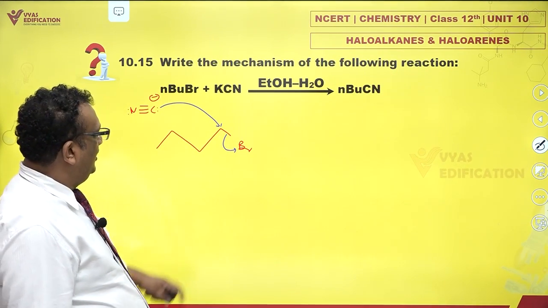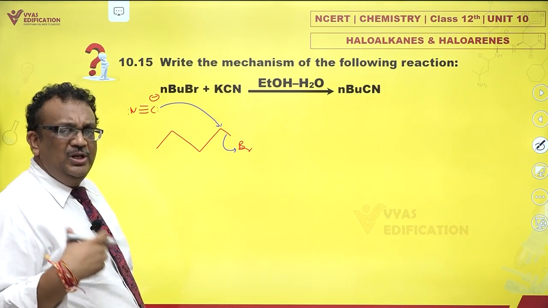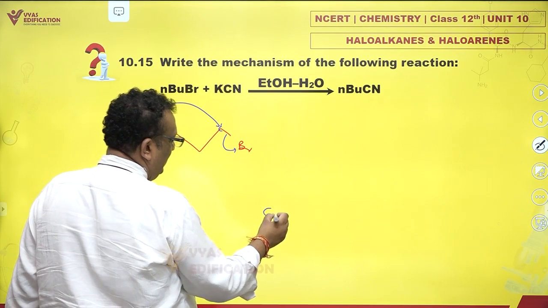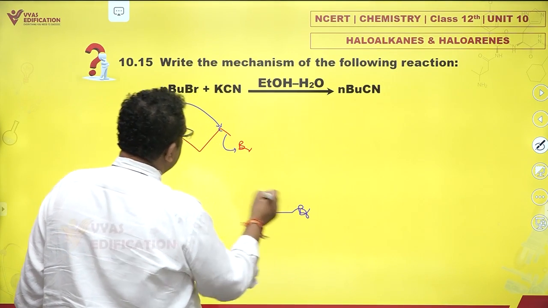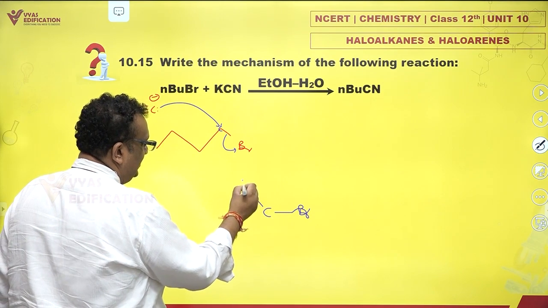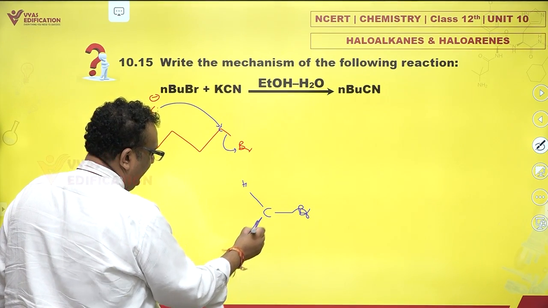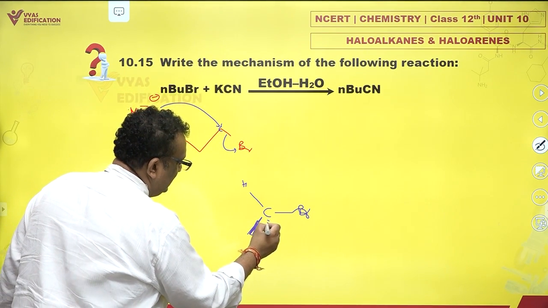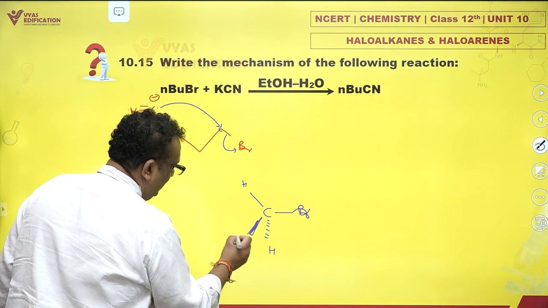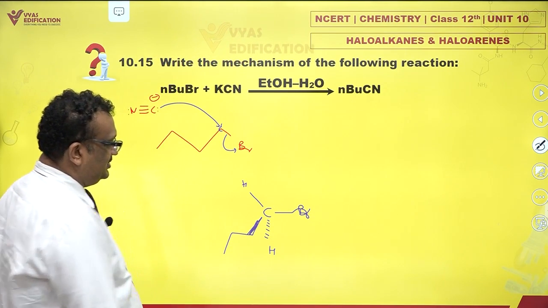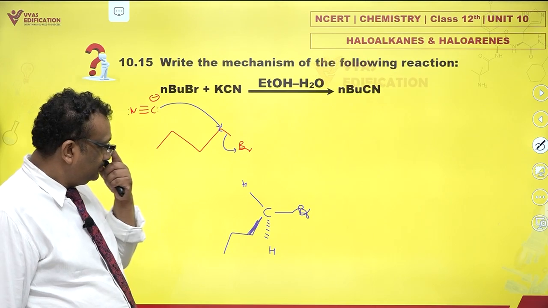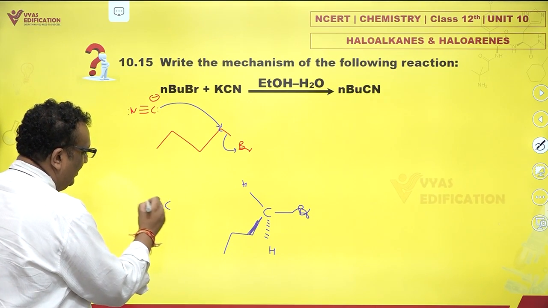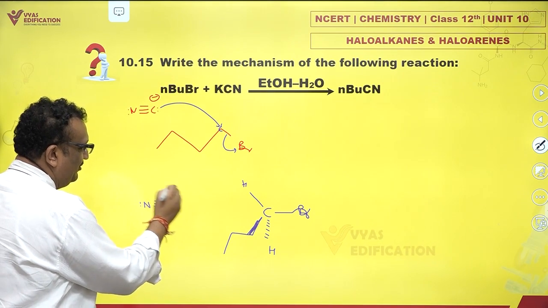If you want me to elucidate it more, look at this carbon. This carbon is attached to a Br atom. Yes, it has H, it has H, and it has 1, 2, 3 carbons. That means it has a propyl group also, like this. Fine. Now, exactly from the opposite side, I'm explaining everything.